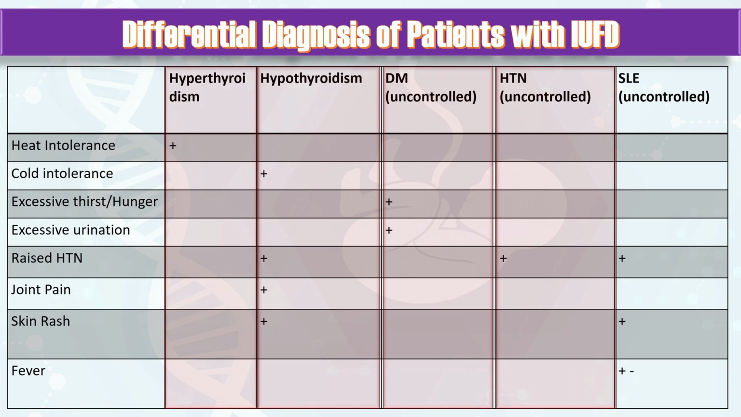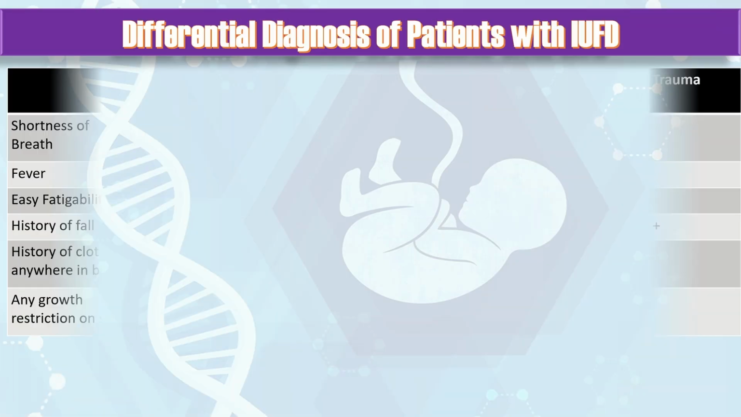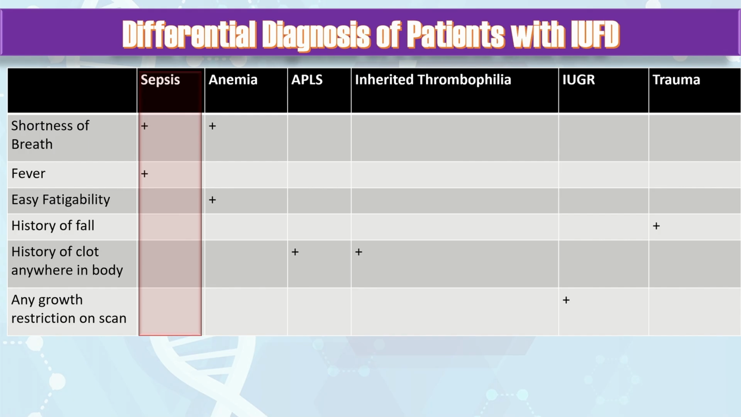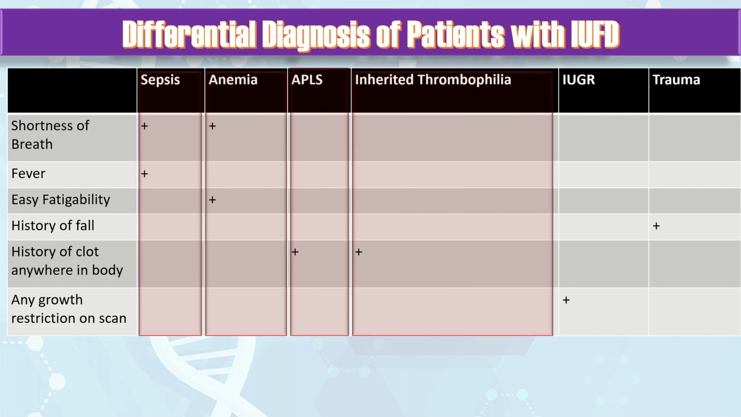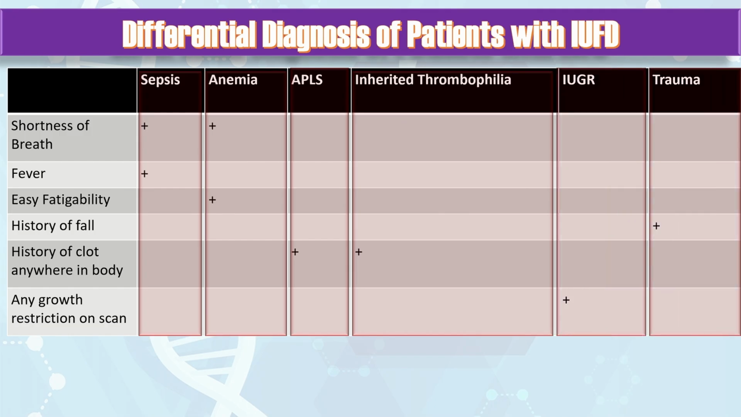would be a significant cause of IUFD. Then also ask about the history of joint pain, skin rash, and fever to rule out SLE. For sepsis, ask questions like fever and specific questions related to the source of the sepsis, like shortness of breath. And for anemia, ask about shortness of breath and easy fatigability. And for APLS and inherited thrombophilia, ask about history of clot anywhere in the body, and ask about history related to any growth restriction on the scan and any history of trauma as well.